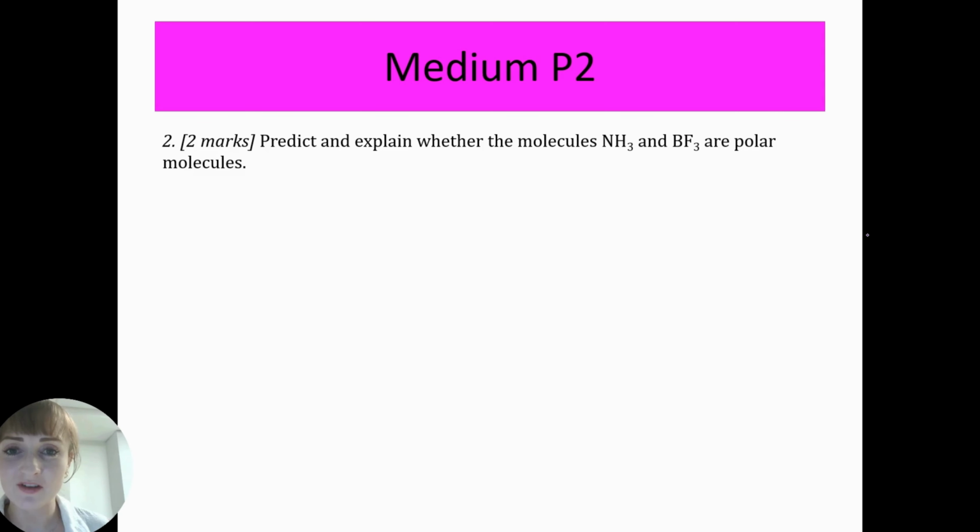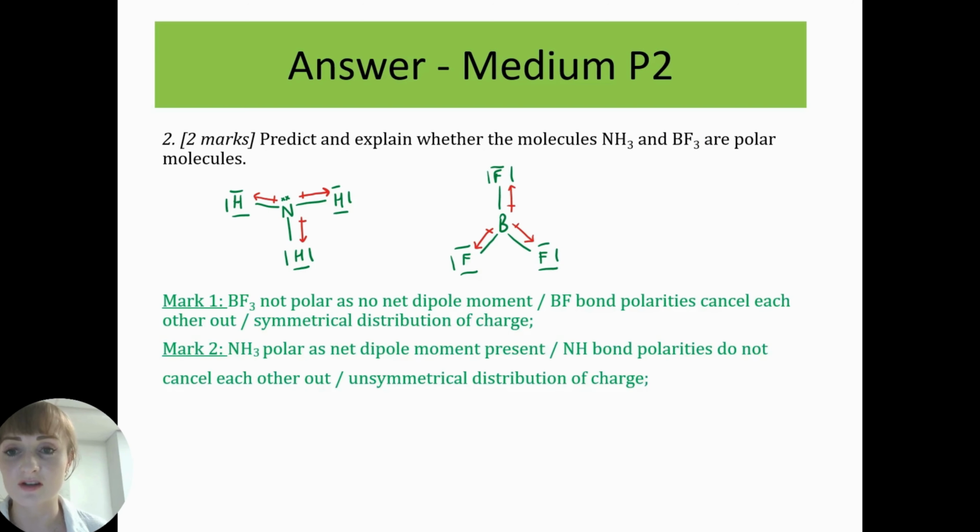An example of a difficulty level medium, paper 2. Predict and explain whether the molecules NH3 and BF3 are polar molecules. Again, the fact that BF3 is stable with an incomplete octet is what makes this slightly more difficult. Similar to the last question, you draw the Lewis diagram of each of them and then identify if the dipoles will cancel out or if you end up with a partial positive and partial negative end to the molecule. Similar to the last one, the fluorines will all be negative, which means that the entire outside of the molecule is considered a negative end and there is no positive end.